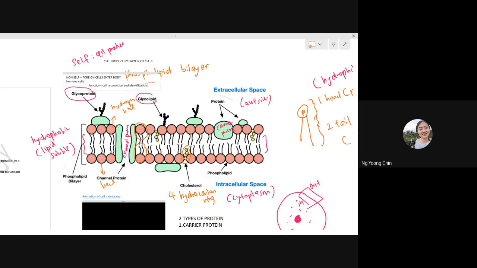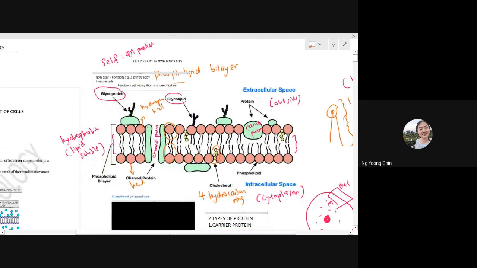Do you understand my description just now of the glycoprotein and glycolipid? Can you get it? I hope you really get it because this is quite hard to understand. Just imagine that glycoprotein and glycolipid are just like your identification card. Cells also have their own identification card. That's all.